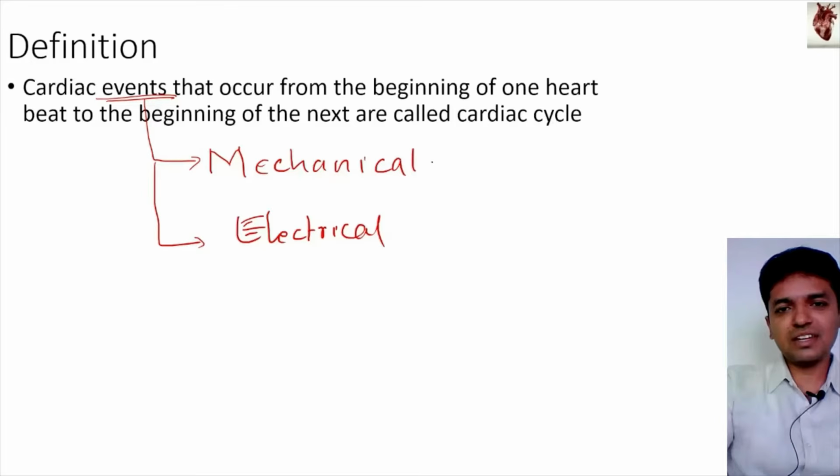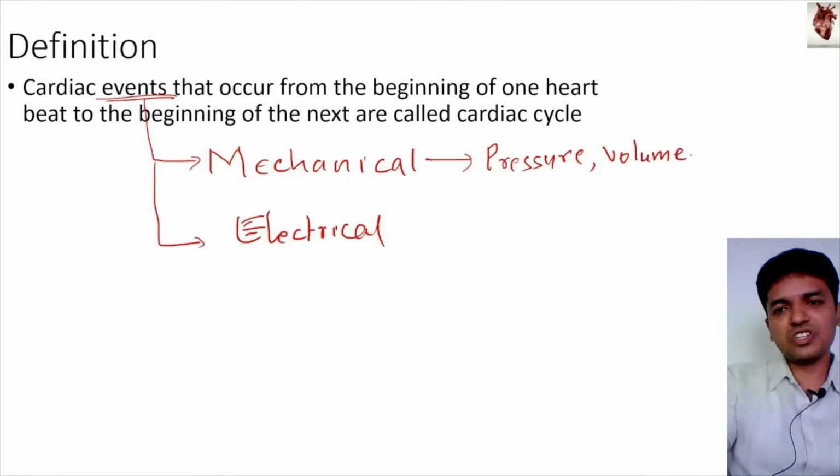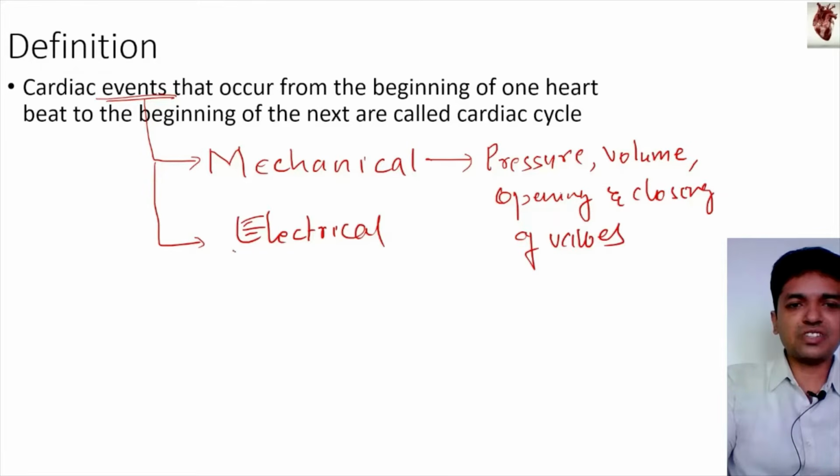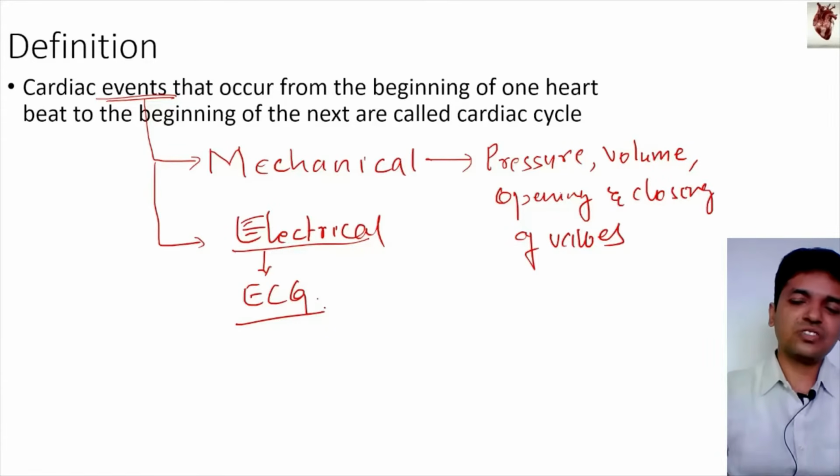So in the mechanical events, of course, we have changes which are occurring with relation to pressure, the changes which are occurring with relation to volume, and the changes which are occurring with the opening and closing of valves. And then electrical events are nothing but the changes which are occurring in the electrocardiogram. Okay, so this is the definition of the cardiac cycle.